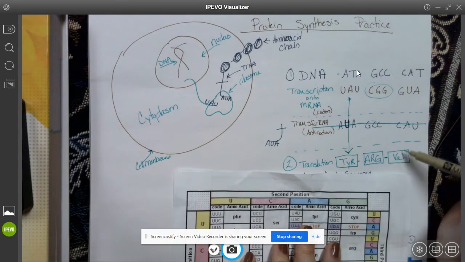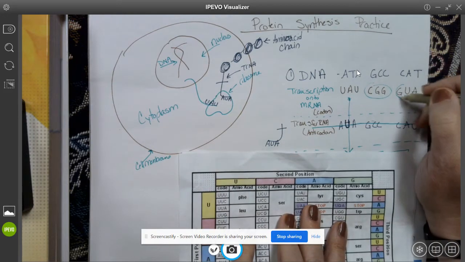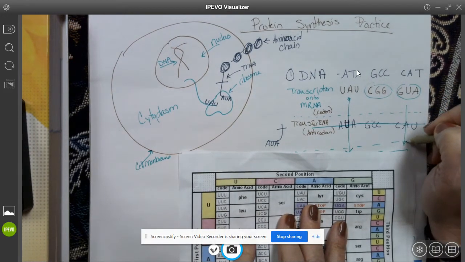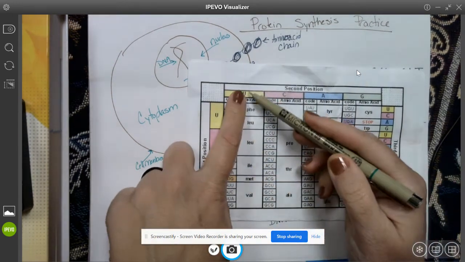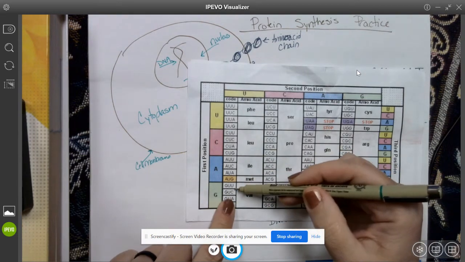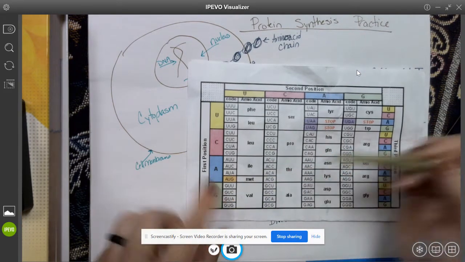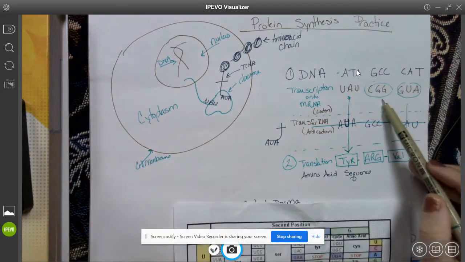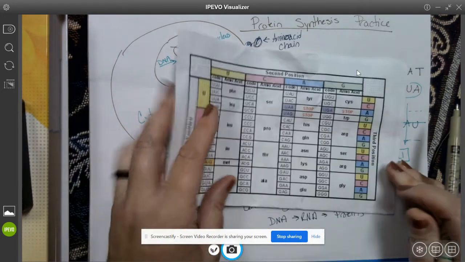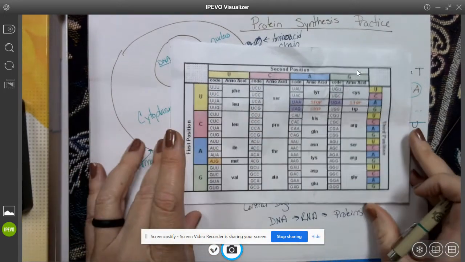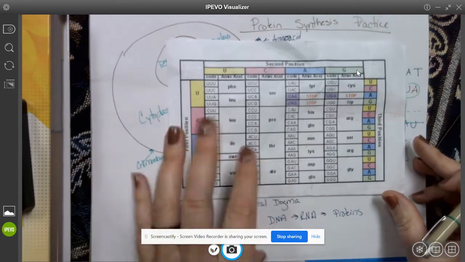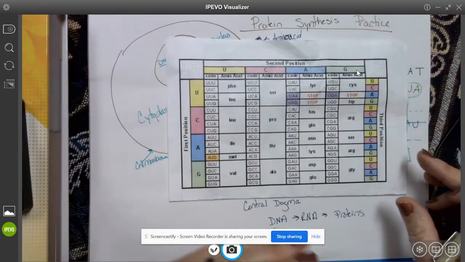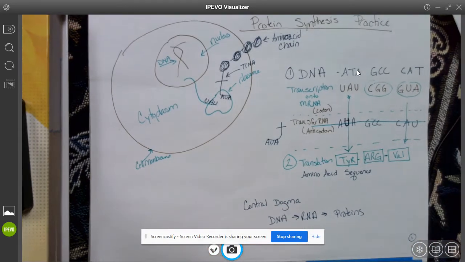Which is the next one that gets dropped off? We're looking at GUA. First base, G, so it's somewhere here. U, so it's somewhere here. A. GUA is valine. GUA, valine. Now, you are not going to need to memorize this. This is going to be provided for you. You can look it up, but you will need to be able to figure out the amino acid sequence based off of the strand of DNA.